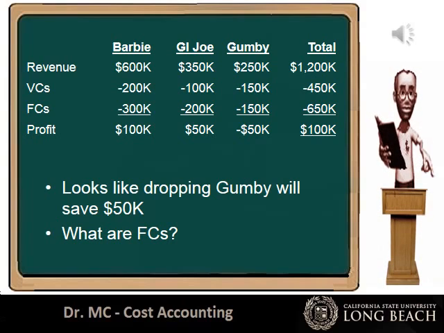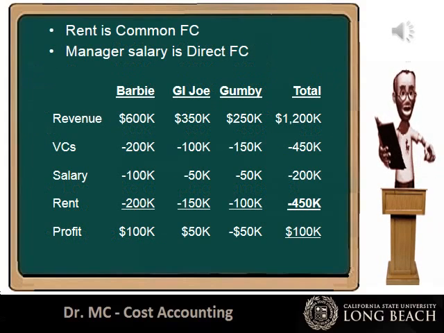Although the table says that the toy company loses $50,000 on Gumby, you can't be sure that the toy company will save $50,000 if it drops Gumby. You need to know more information about the fixed costs allocated to Gumby. Fixed costs can be unavoidable. You have to pay them even if you drop a product.